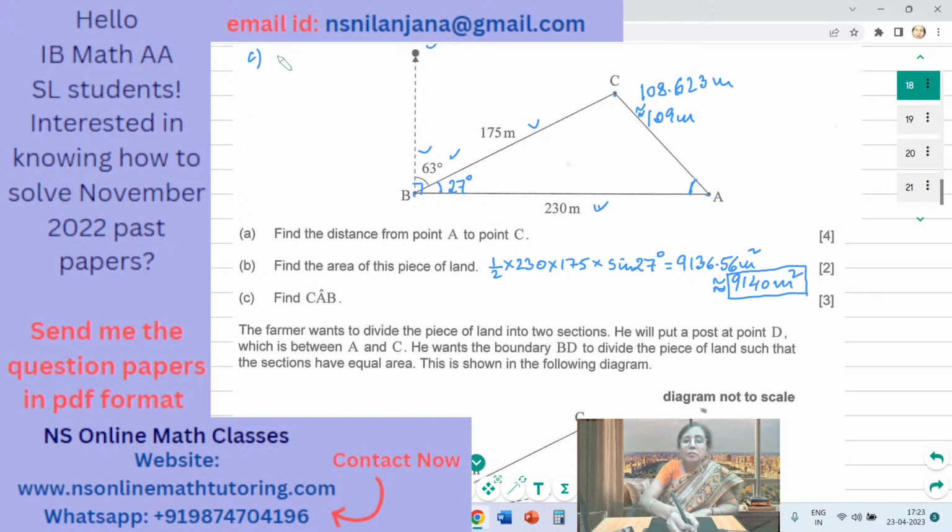I'm taking 108.623 and this 27 degrees, and I'm taking 175 and this one. But even then, I will be having the ambiguous case of the sine rule. This is an interesting point, let us come to it. Let us use the sine rule.